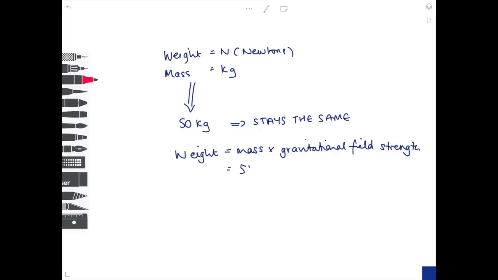So if you have a mass of 50 kilograms, you're standing on the Earth, which has an approximate gravitational field strength of 10, your weight will therefore be 500 newtons. So this would be the case on Earth.